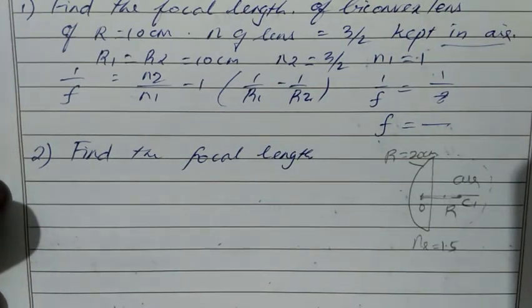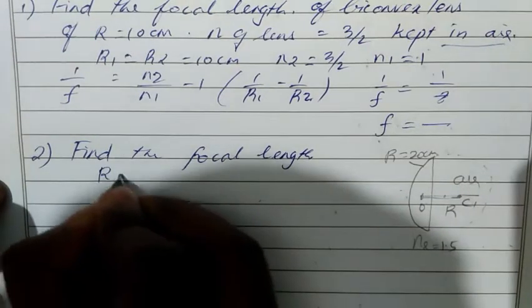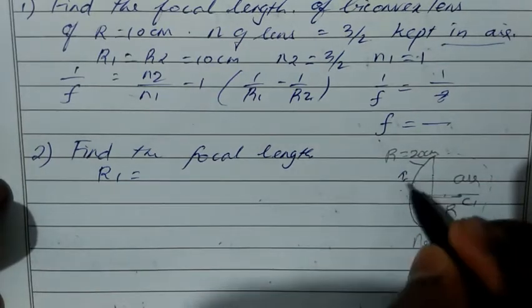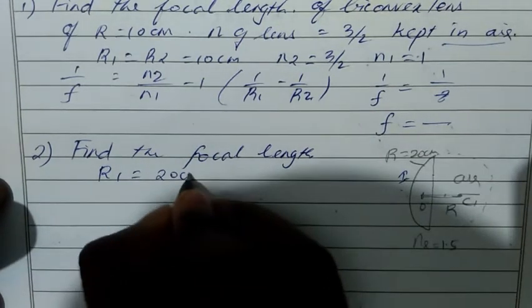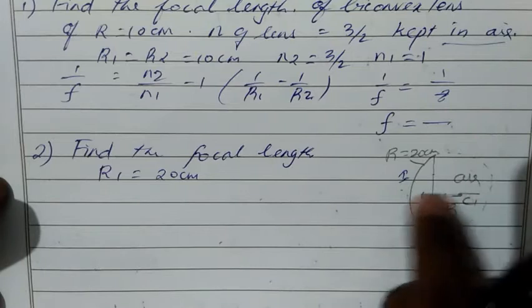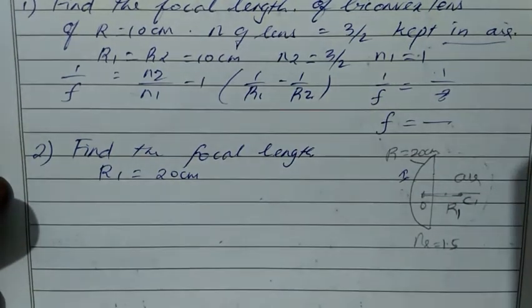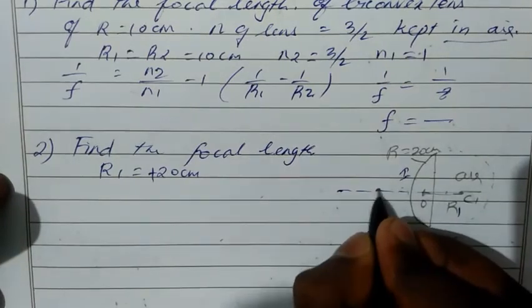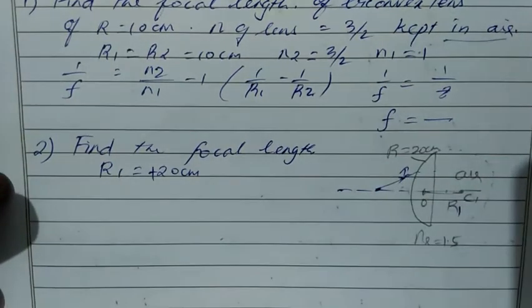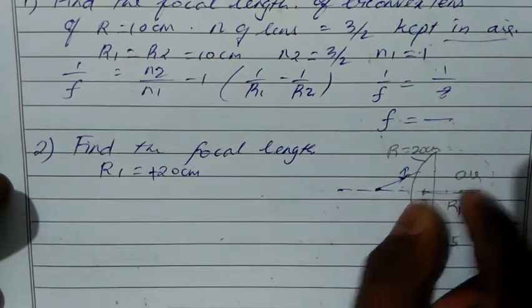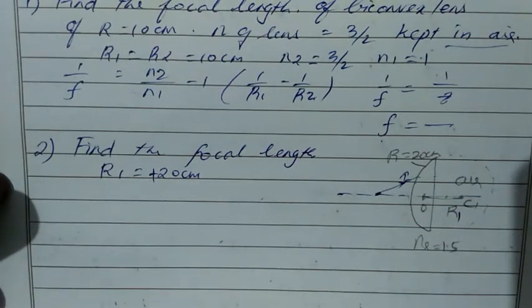Okay, same procedure. Take the r values. This is the first surface, this is the second surface. For the first surface, r1 equal to 20 centimeter. What is the sign? The distance is towards the right side. Correct? So the sign is plus because it is on the right side. Here we have the principal axis, here we have the object, and light goes towards the lens. So the direction of the incident ray is right side, the direction of r is right side. Both are right side, so we take plus 20 cm.